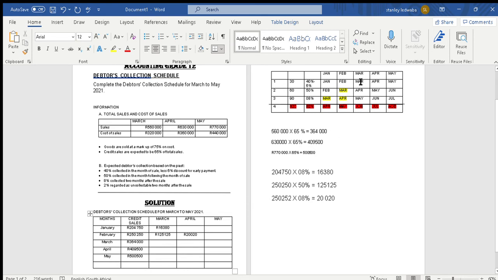Then we are going to match. We need March, right? We need April. We need May. You see, on March we take all because March consists of all the months that we need to collect from. Then on March we are going to say that we collect 40% less 6% discount, right?